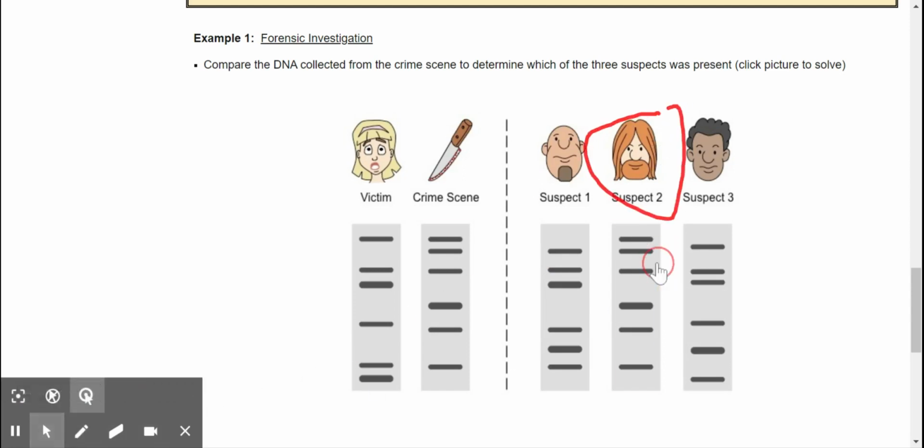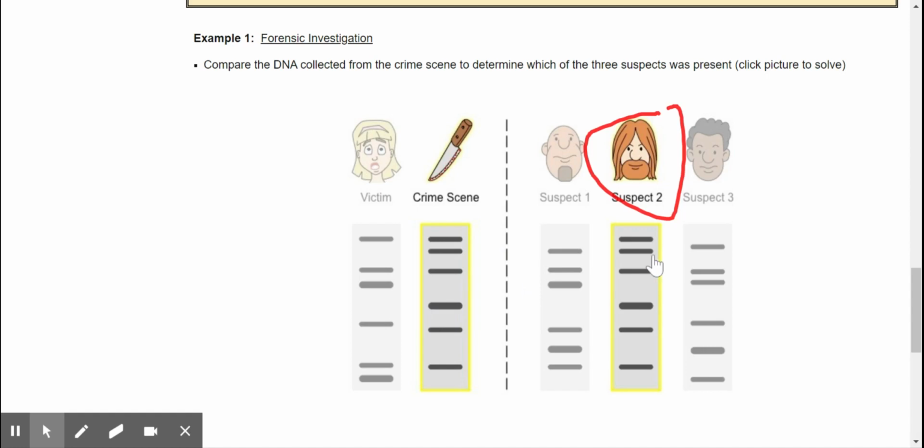If we click on this, it'll tell us that, see, crime scene, suspect number 2 is the one that murdered her. When you're trying to find out an exact match, okay, just one suspect, you have to make sure it's 100% the same. Here it was, so this is our killer. Now, it gets more complicated when we're dealing with paternity, trying to figure out who's mom, who's dad.